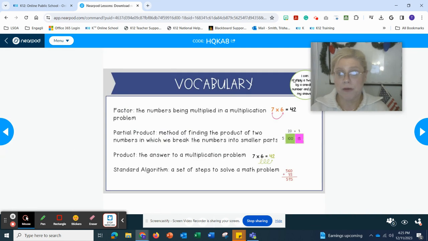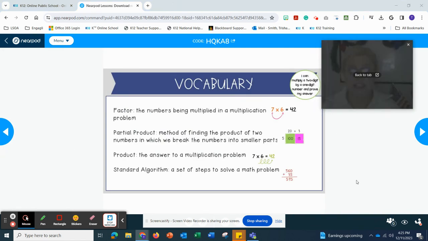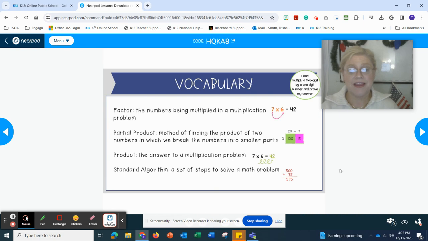Our vocabulary words for today are factor. Factors are simply the numbers being multiplied in a multiplication problem. Partial product is a method of finding the product of two numbers in which we break the numbers into smaller parts, into friendlier numbers. Product is the answer to a multiplication problem. And standard algorithm is the steps to solve a math problem. It's just the old school way.